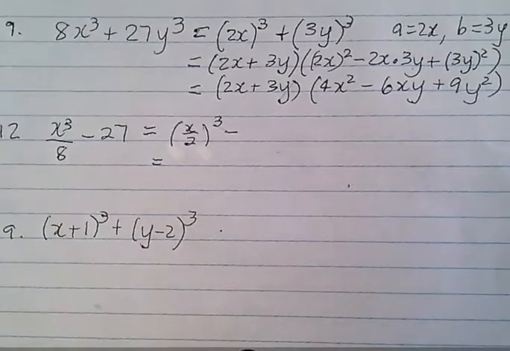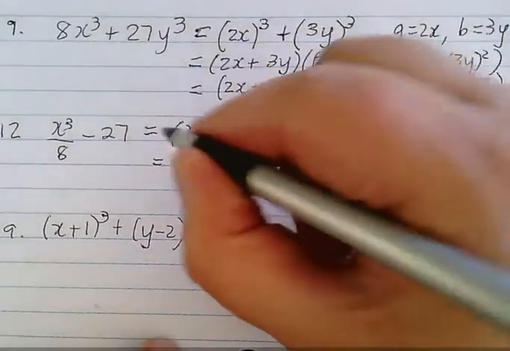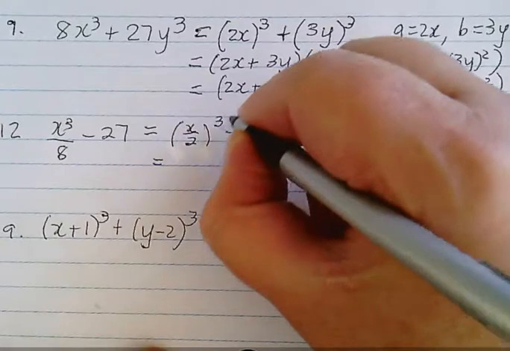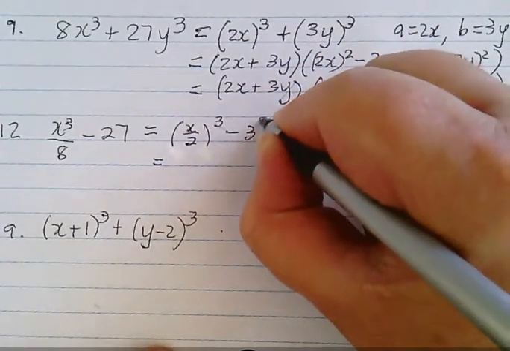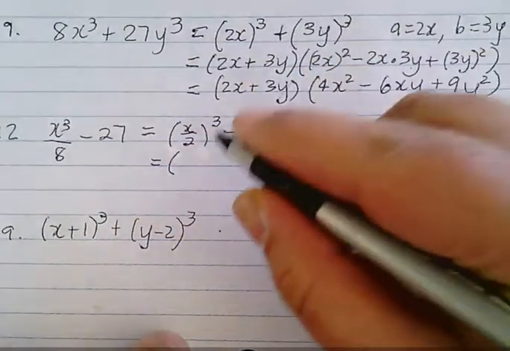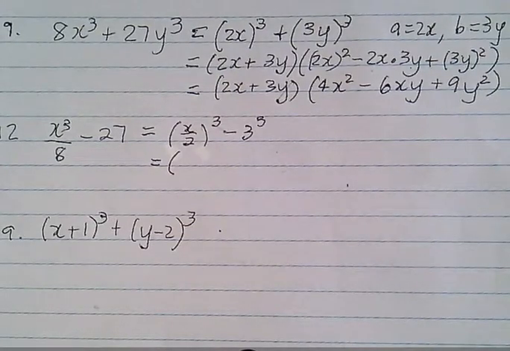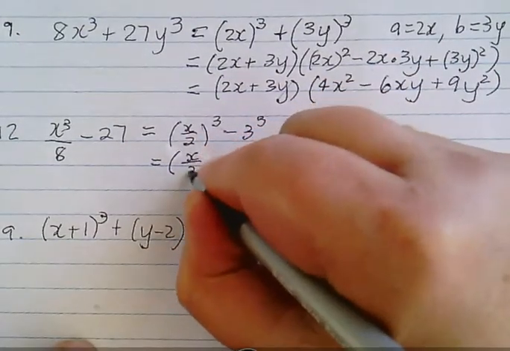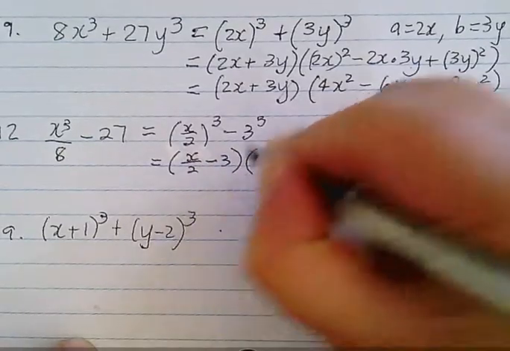Please write it in the form of a cubed minus b cubed before you start. So it's (x over 2) cubed minus 3 cubed. So the rule is, for the one that is the minus, you do your minus first. So it's (x over 2 minus 3), close bracket.